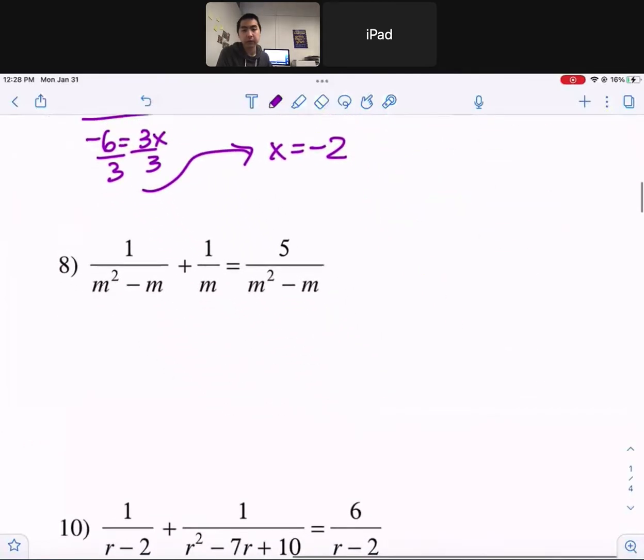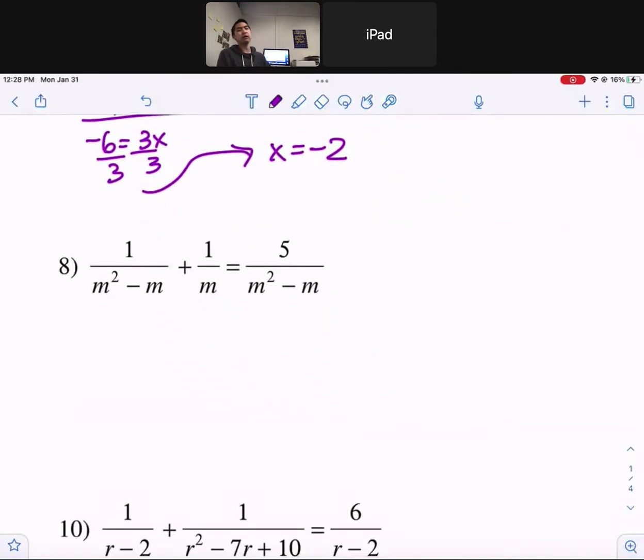Okay, now number 8. Now I see for us to start, you should always factor what you can. And from both of these, I see you can factor out an m to get m times n minus 1, and this one m times n minus 1.